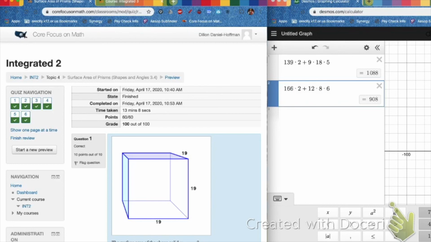All right, that is our first of 2 lessons on surface area. When we come back next time, we will do surface area of pyramids.